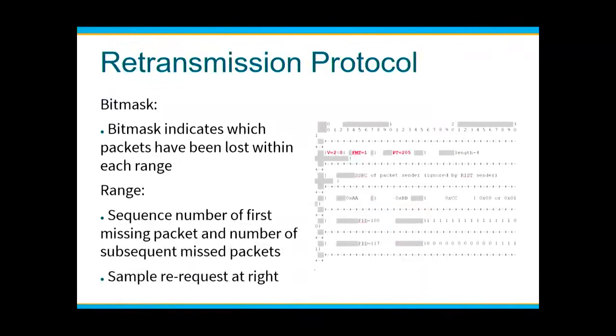We support two types of NACK messages. We use either a bit mask or a range, and it's up to the receiver to request one or the other. One might be more efficient than the other, depending on the amount of data loss the network is exhibiting.